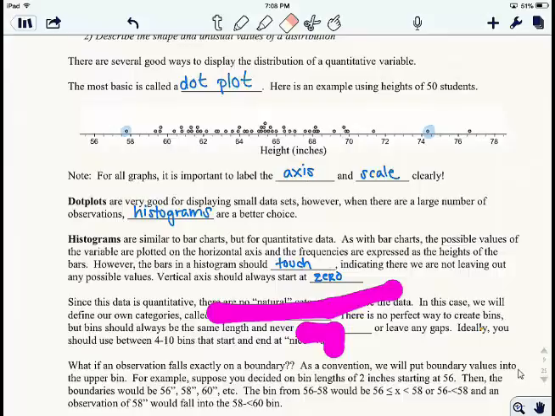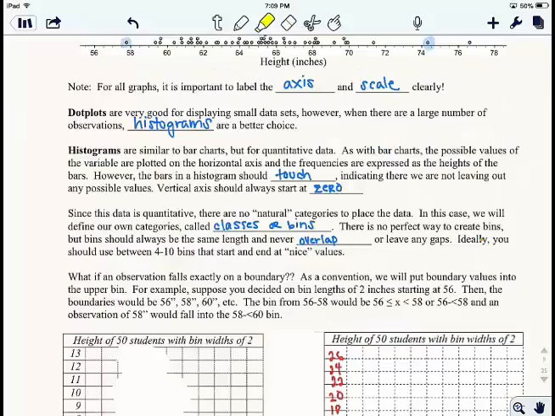Since this data is quantitative, there are no natural categories to place the data. In this case, we will define our own categories called classes or bins. There is no perfect way to create bins, but bins should always be the same length and never overlap or leave any gaps. Ideally, you should use between 4 to 10 bins that start and end on nice values.